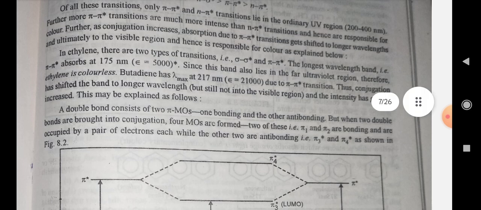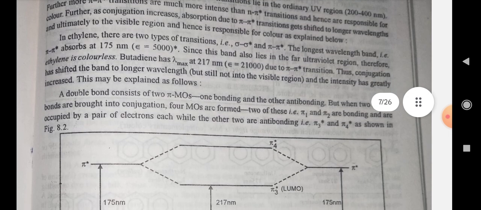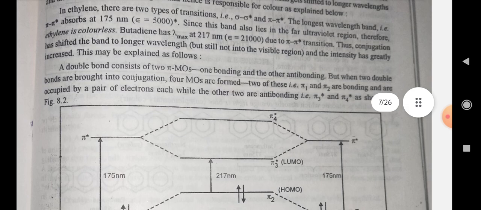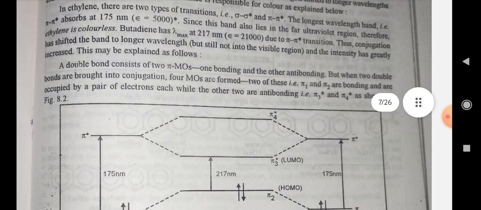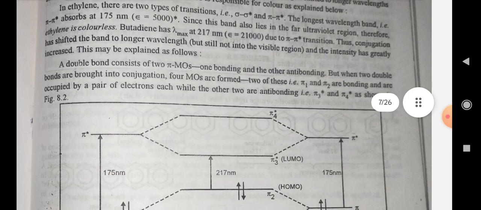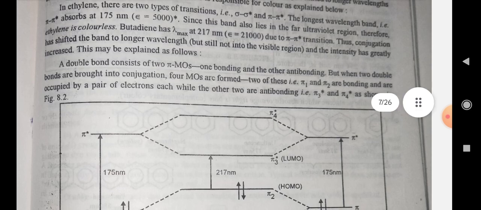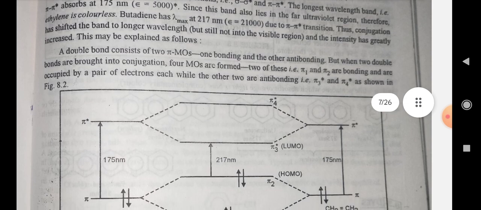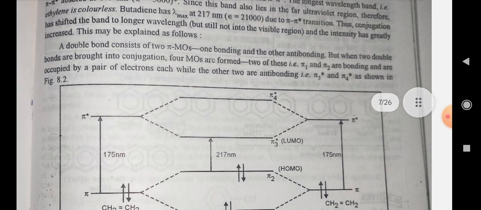In ethylene there are two types of transitions, that is sigma to sigma star and pi to pi star. The longest wavelength band, that is pi to pi star, is absorbed at 175 nanometers. Since this band lies in the far ultraviolet region, ethylene is colorless. Butadiene has lambda max at 217 nanometers due to the pi to pi star transition. Thus conjugation has shifted the band to longer wavelength and the intensity has greatly increased.